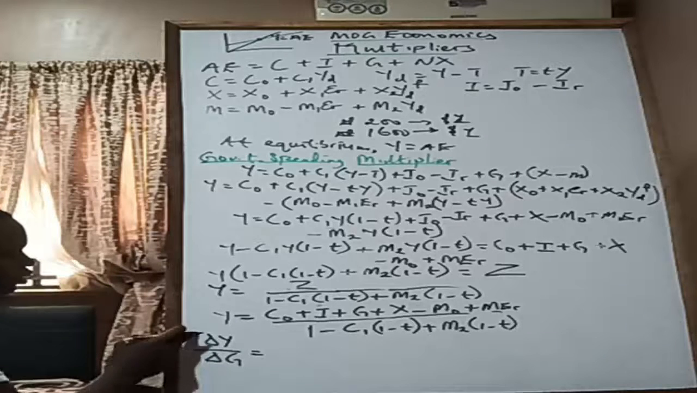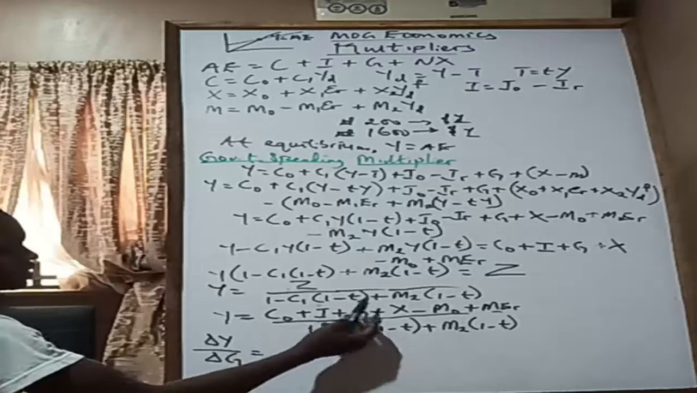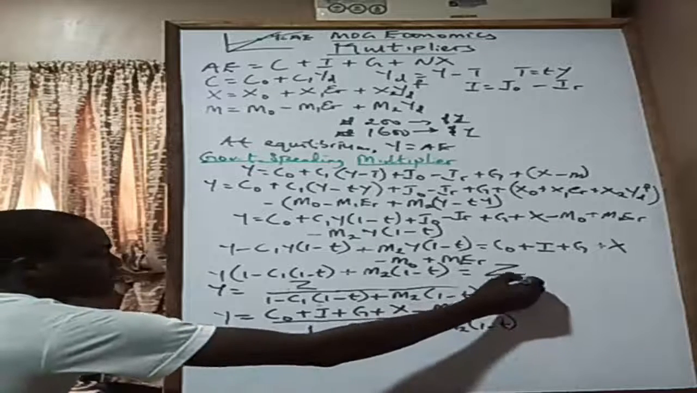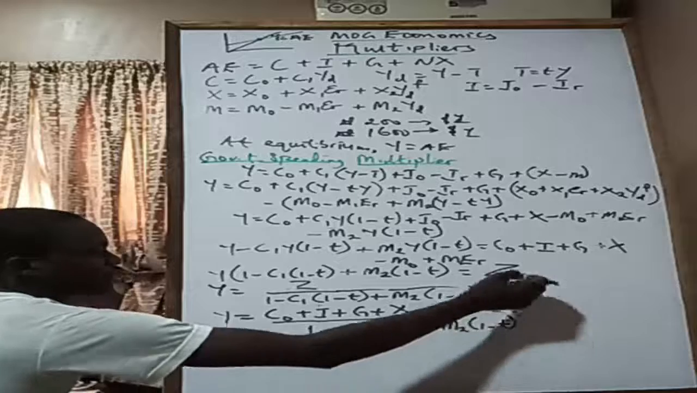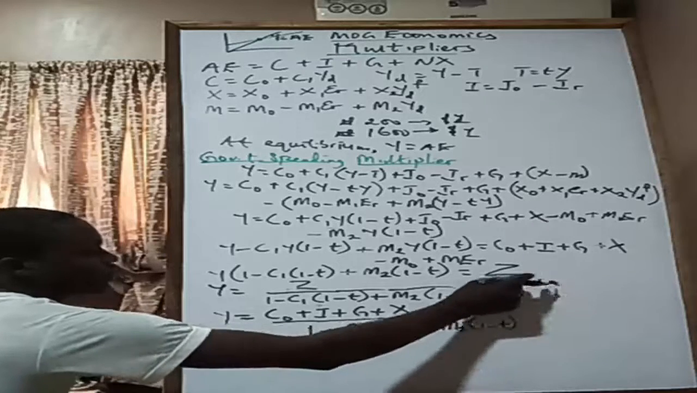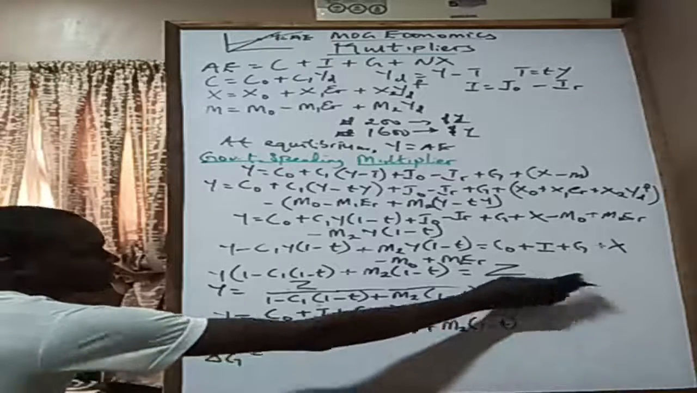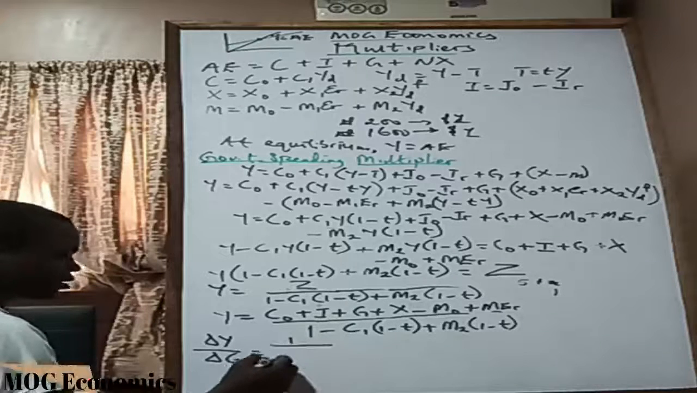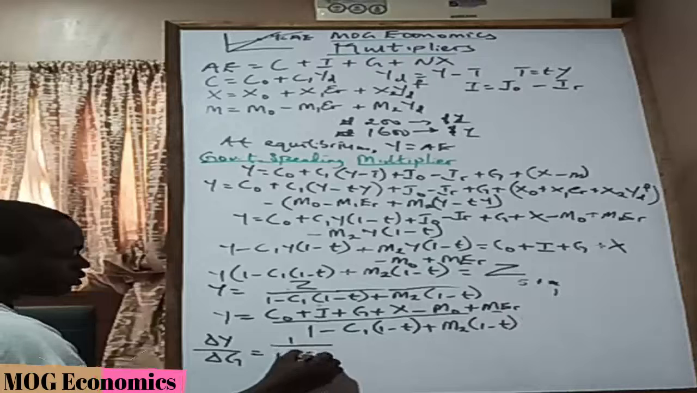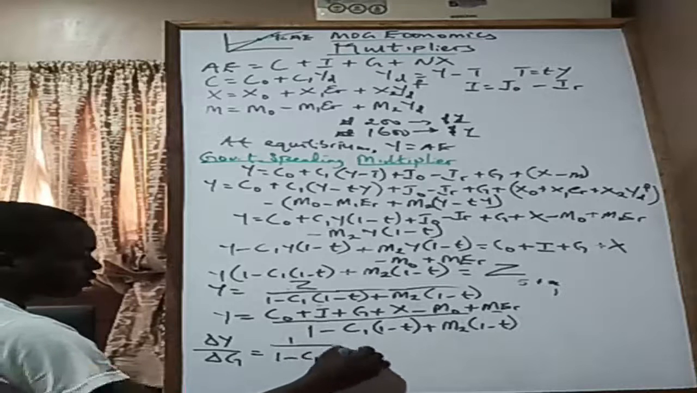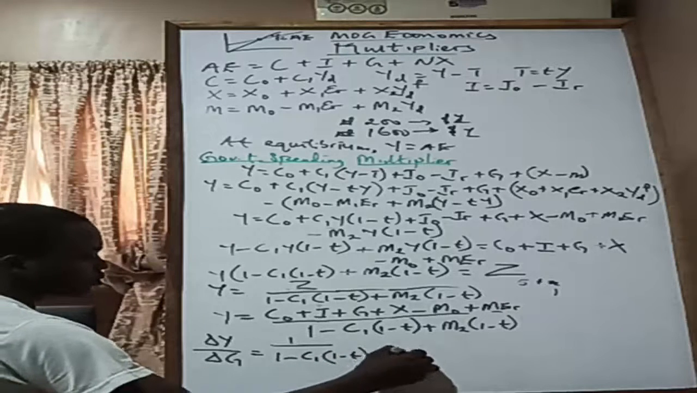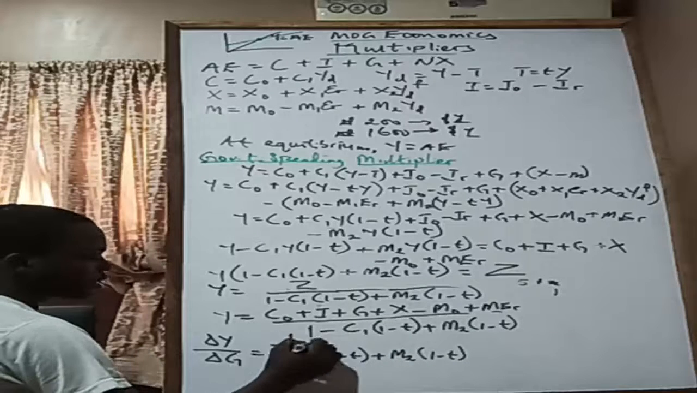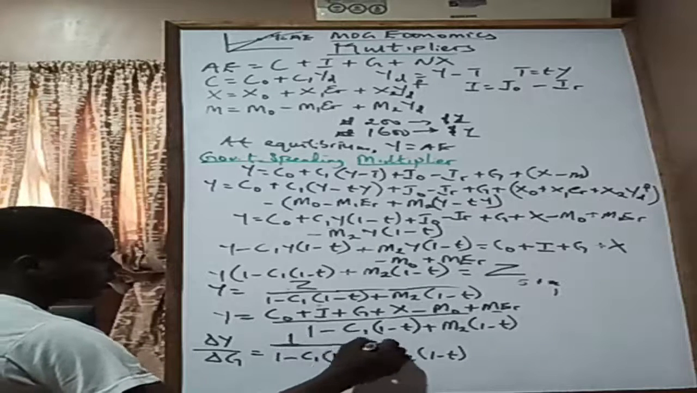So we differentiate with respect to G. If you look at this, it is the only place you have G. All of these are now constants from your normal differentiation. So if you have 5 plus x, when you differentiate, 5 becomes 0, and differentiating x you have 1. So here, this is going to give us 1 over 1 minus C1 into bracket 1 minus T, then plus M2 into bracket 1 minus T. So that's it. This is going to be our government spending multiplier.